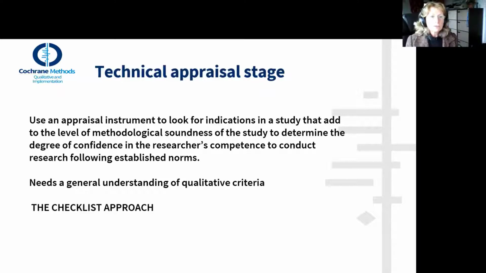So you would use an appraisal instrument to look for indications in a study that add up to the level of methodological soundness that would give you a degree of confidence in the researcher's competence to conduct research following established norms for the paradigm, and that's being qualitative research. So that needs a general understanding of qualitative criteria, and that's usually the checklist approach.